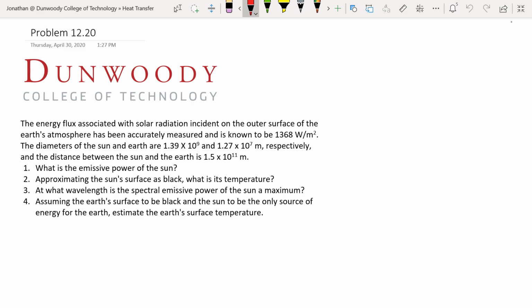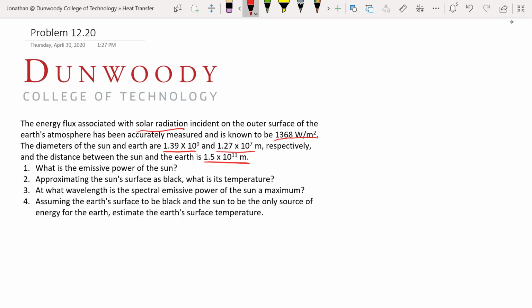So in this problem we have a few things going on. We're told what the solar radiation heat flux is on the surface of the Earth's atmosphere. So we know that that is about 1400 watts per meter squared. We also happen to know the diameters of the Earth and the Sun. So the Sun is considerably larger than the Earth. No surprise there, but we get those values. And we know the distance between these two.